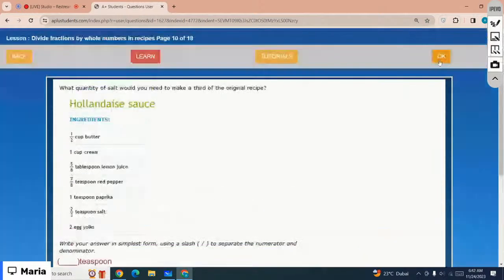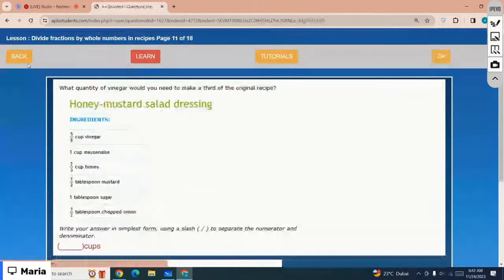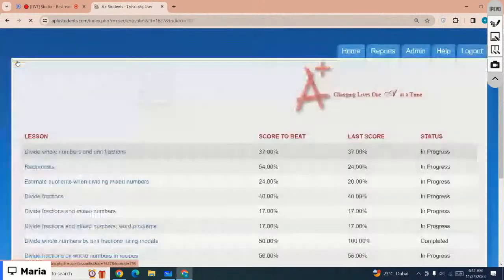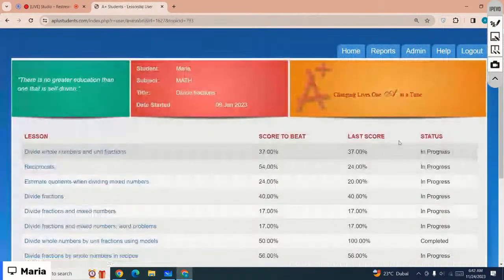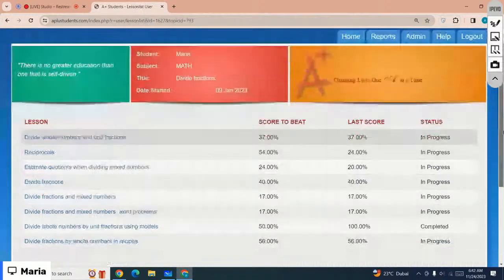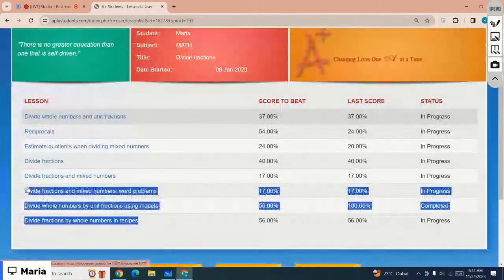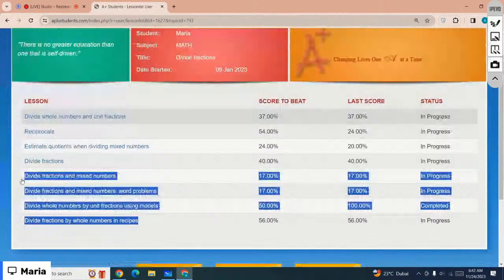Okay, you can complete the lesson by yourself later today. We were working on grade 6 math. The chapter we were working on is divide fractions, and the lessons we have covered today are divide fractions and mixed numbers, divide fractions and mixed numbers word problems, which you have to do on your own, then divide whole numbers and fractions using models and divide fractions by whole numbers in recipes, right?